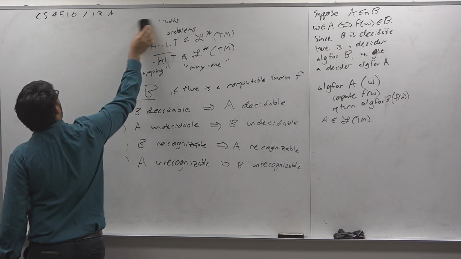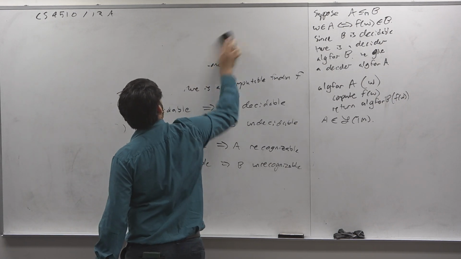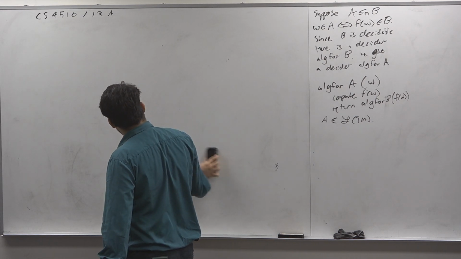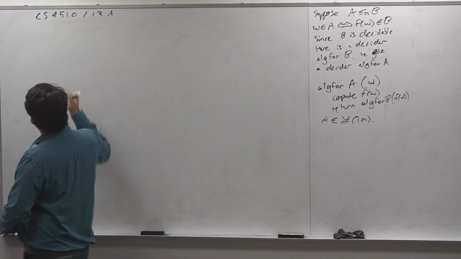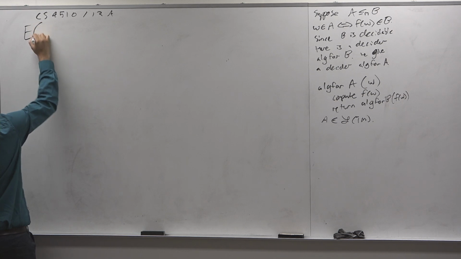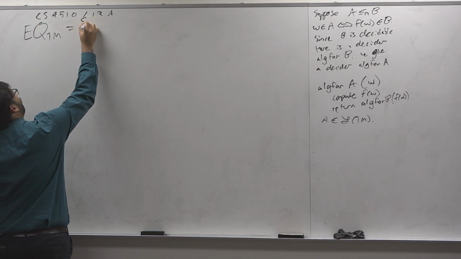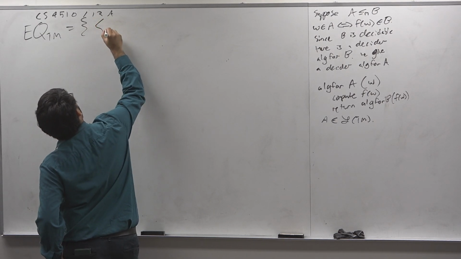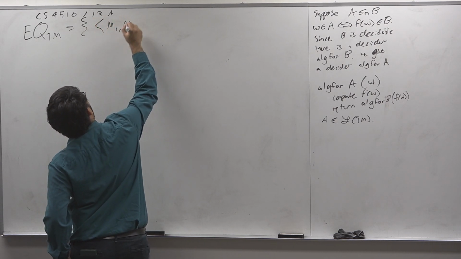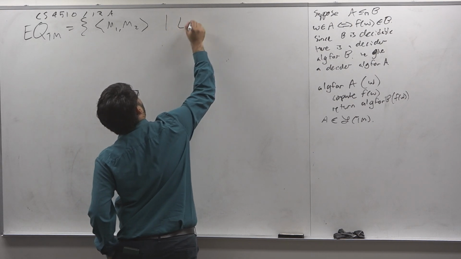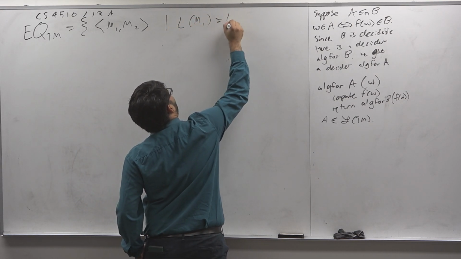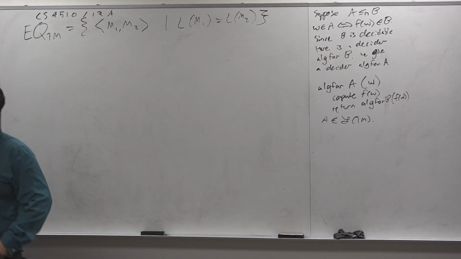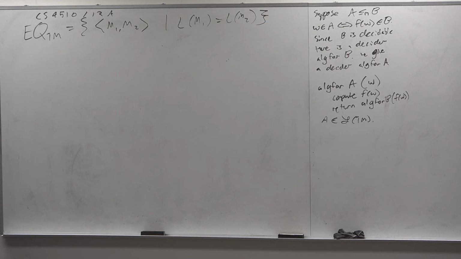Fine, determining properties about machines and machine-word pairs. What about pairs of machines? I asked the question, is the equality of Turing machines decidable? EQTM consists of codes of two machines, M1, M2, that accept all the same strings. Such a problem is also undecidable.